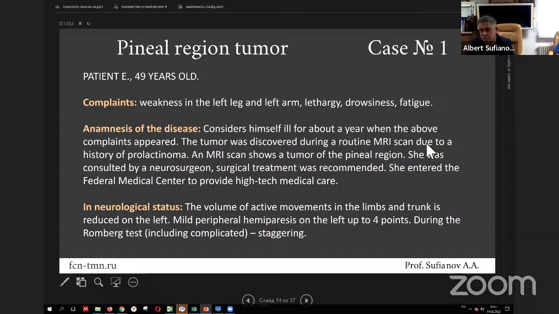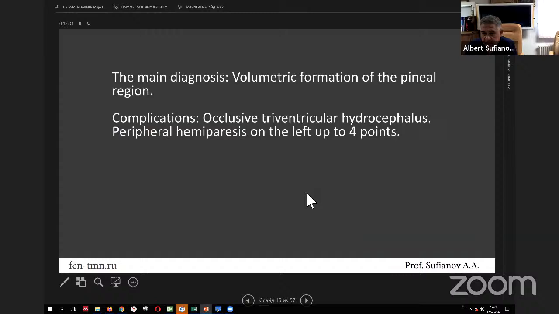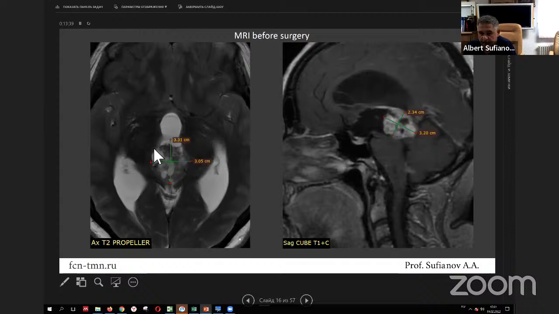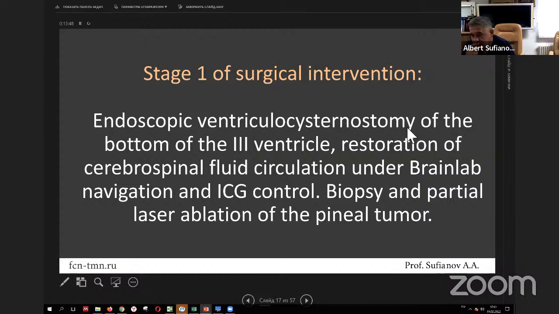You see the information about the patients with pineal tumors. This is a patient near 50 years old, standard situation. Complaints, anamnesis, and so on. These patients really come to me in very difficult condition. Many depend on hydrocephalus. You see, big hydrocephalus, and a big tumor in the pineal region. So at first step we decide to restore the circulation, take a biopsy, and partially decrease the tumor volume.